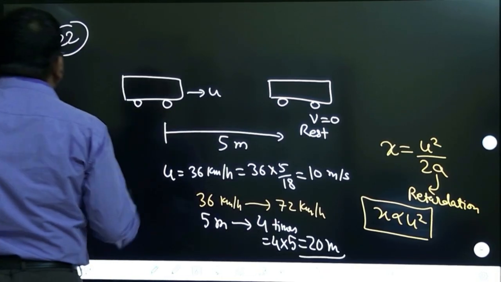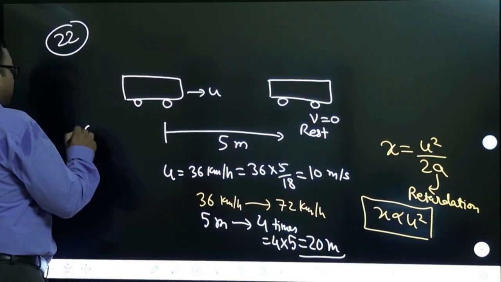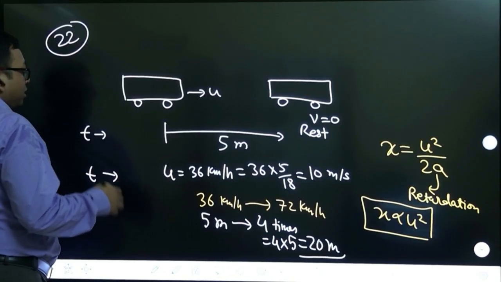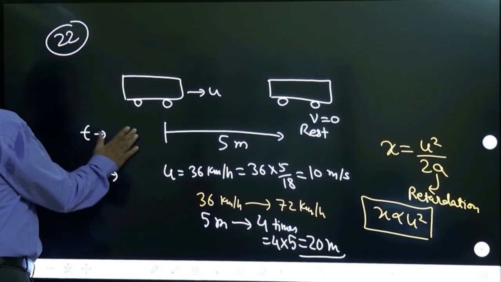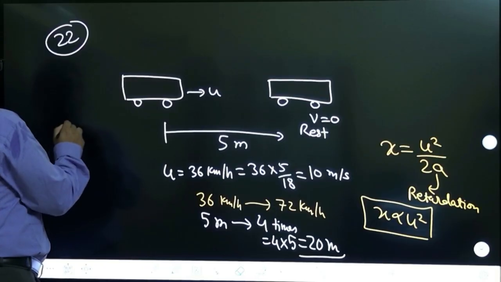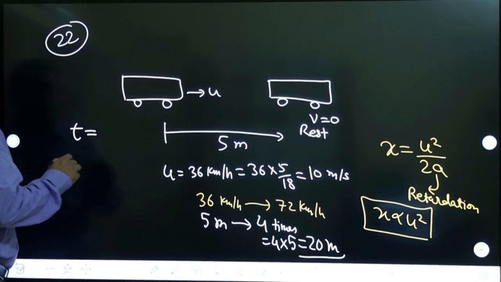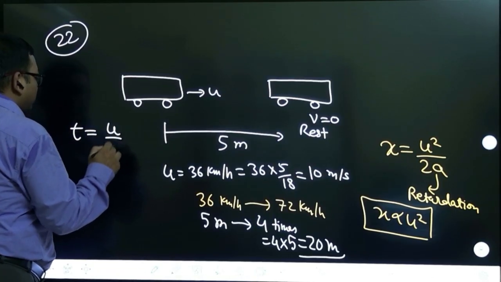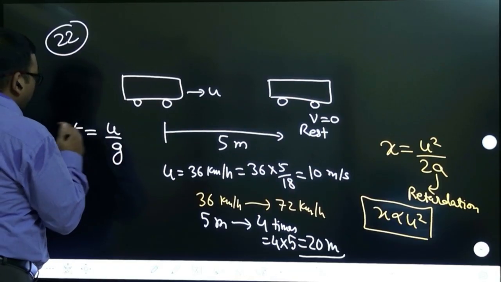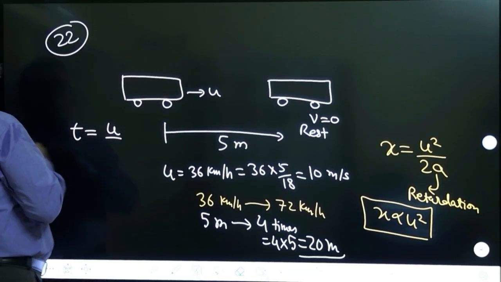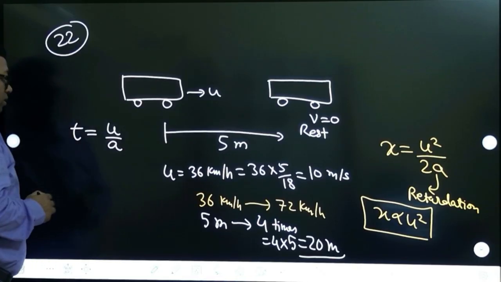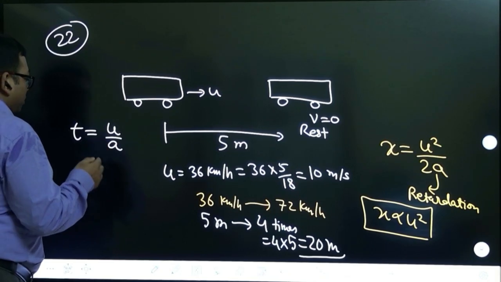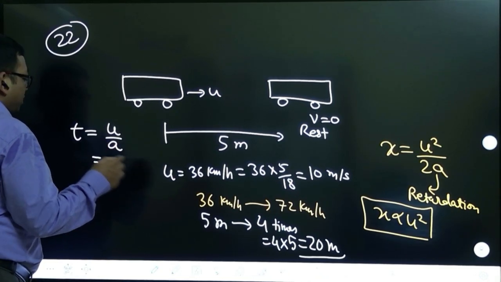If they ask for time, previously how much time was there and now how much time will there be? What is the stopping time formula? Stopping time is u by a. Now what will the stopping time be? It will become double.